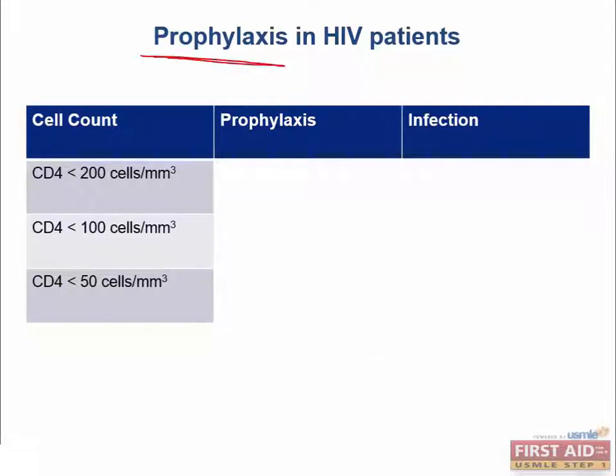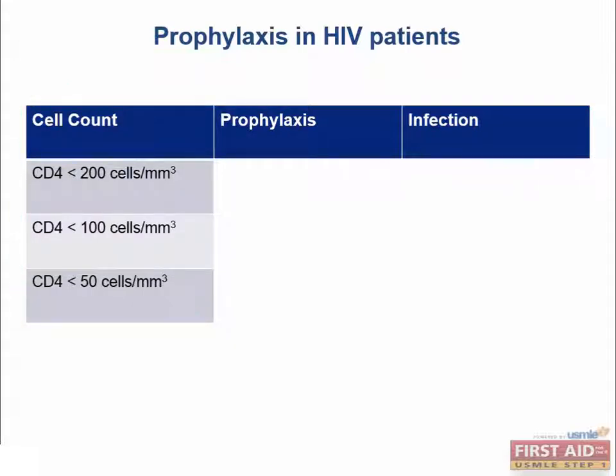Patients with HIV infection really benefit from prophylaxis against some very serious diseases. We do not give everyone with HIV prophylactic medication. Rather, we give them medication based on their CD4 T cell counts.